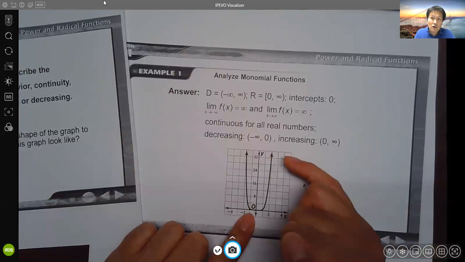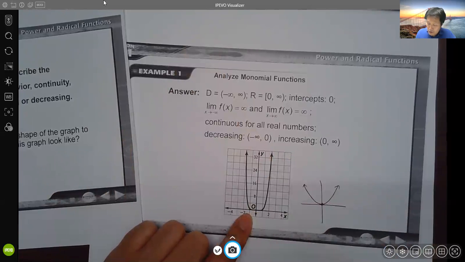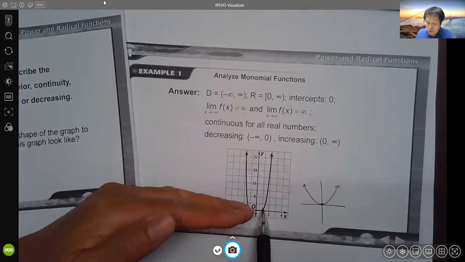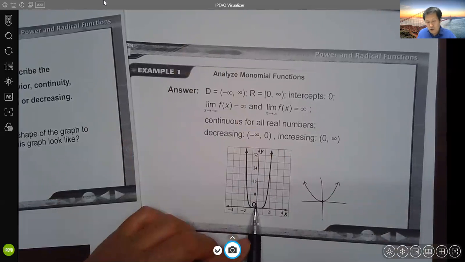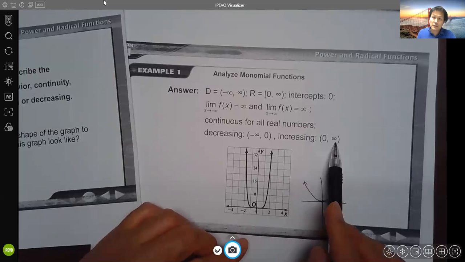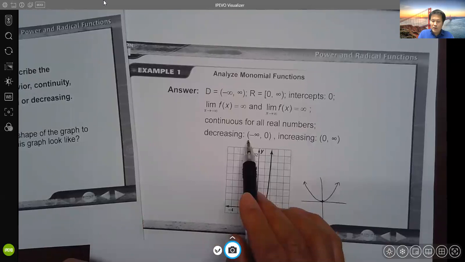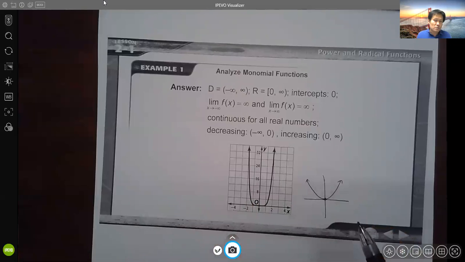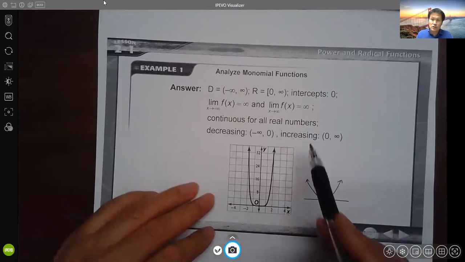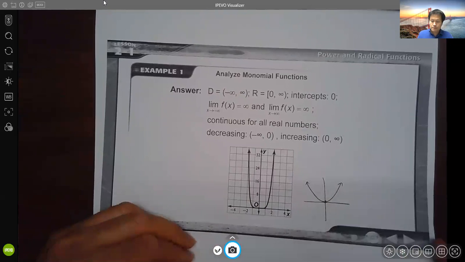So minus infinity to 0, decreasing. Where does it start increasing? Right here. Start increasing right here, increase, increase. Y value keeps going up, up, up, from here through right-hand side. So 0 through infinity is increasing. Do you remember? Increasing, decreasing answer, always a parenthesis. You never use a bracket for increasing, decreasing, constant interval.